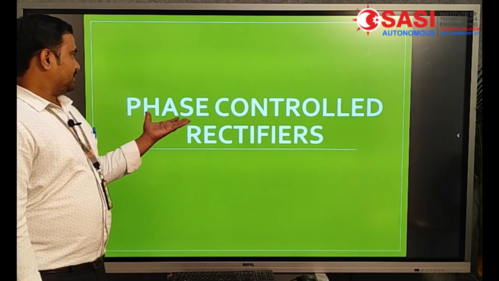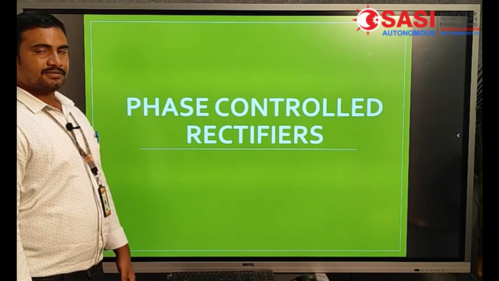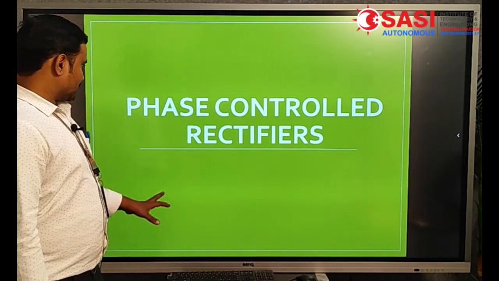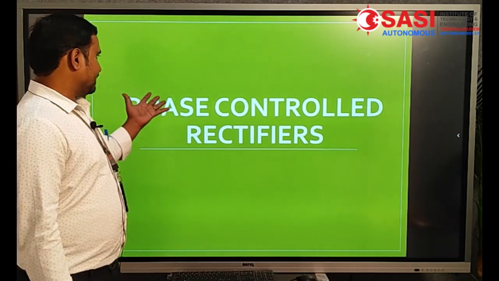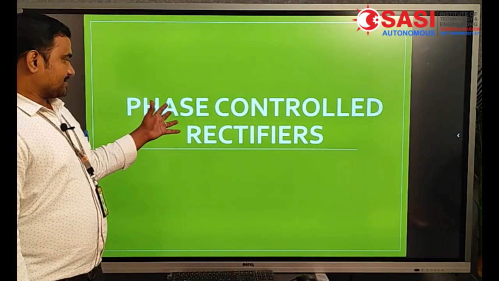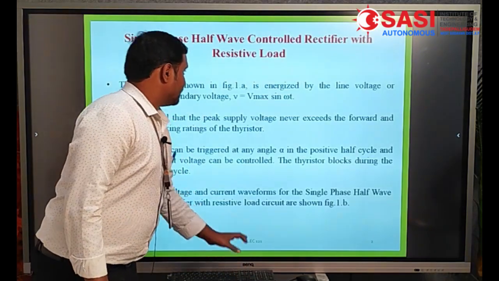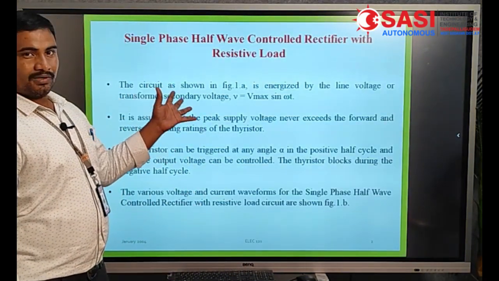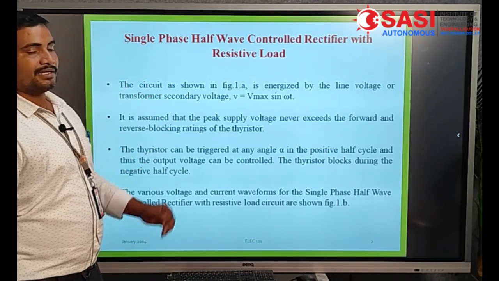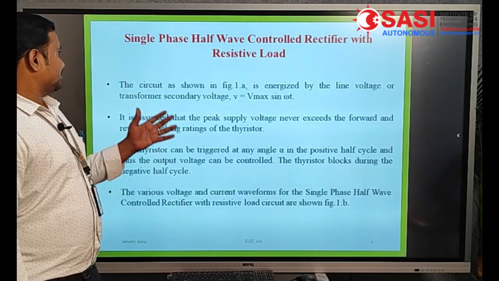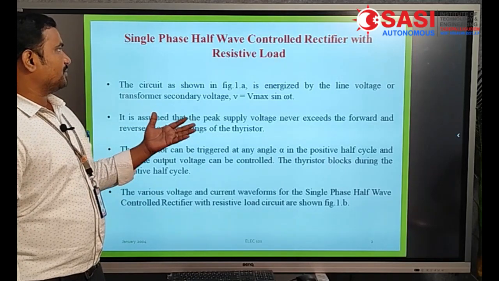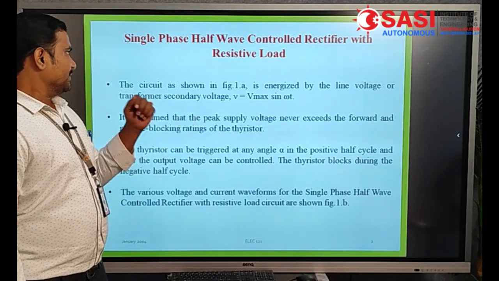In this session, we'll discuss phase control rectifiers. Phase control rectifiers are nothing but a fixed AC converted into variable DC. There are different types of controlled rectifiers, like half controlled rectifiers and fully controlled rectifiers. We'll start with the single phase half controlled rectifier with R load.